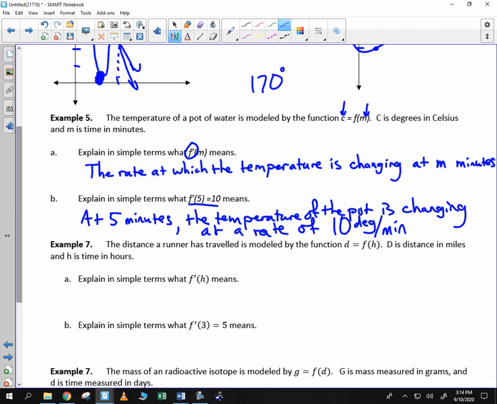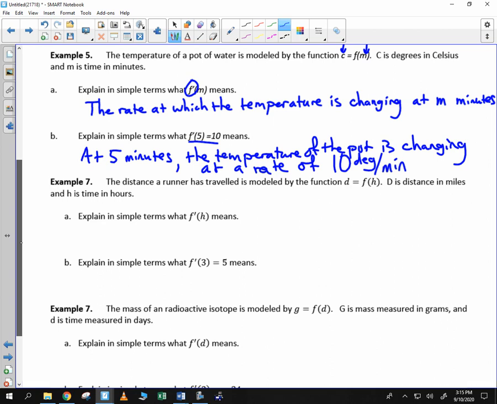It's maybe 170 right now. Maybe it started at 60 degrees. So this would be a change of 110 degrees. You don't know how much it's changed. You just know at time 5 that the temperature is going up at a rate of 10 degrees per minute. Some people say that after 5 minutes. No, it's not after 5 minutes. It's instantaneous. It's at time 5. That's what's happening.